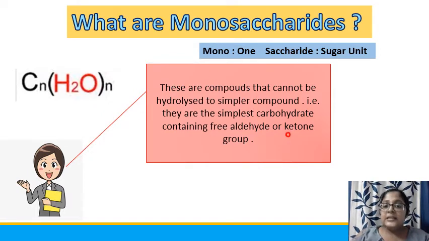Now, what are these basically? These are compounds which are simplest in nature. As you can understand, mono means only one sugar unit is there. And when it is one, it is the simplest form. So any complex carbohydrate, whatever we are taking, is broken down into these monosaccharides, which are the simplest carbohydrates containing a free aldehyde or ketone group.